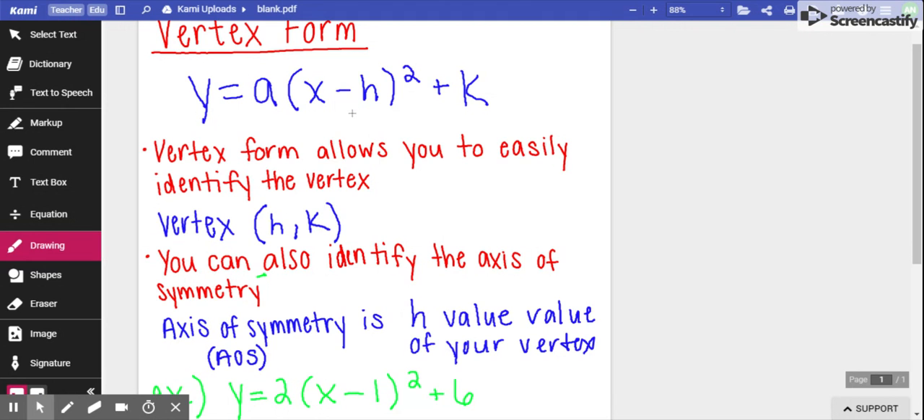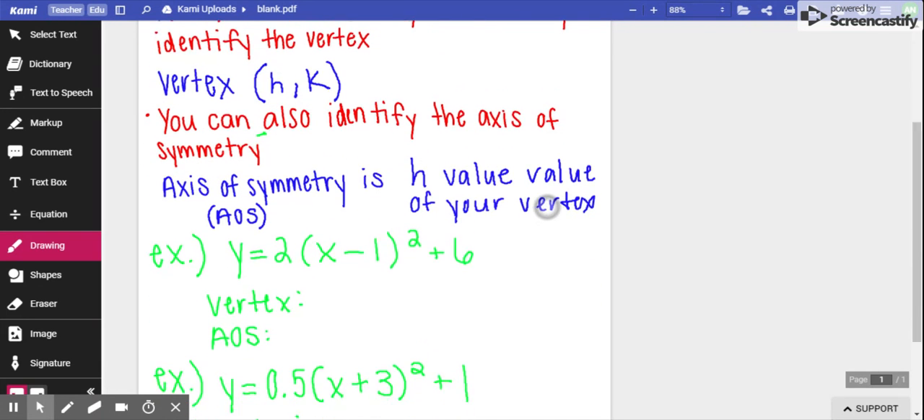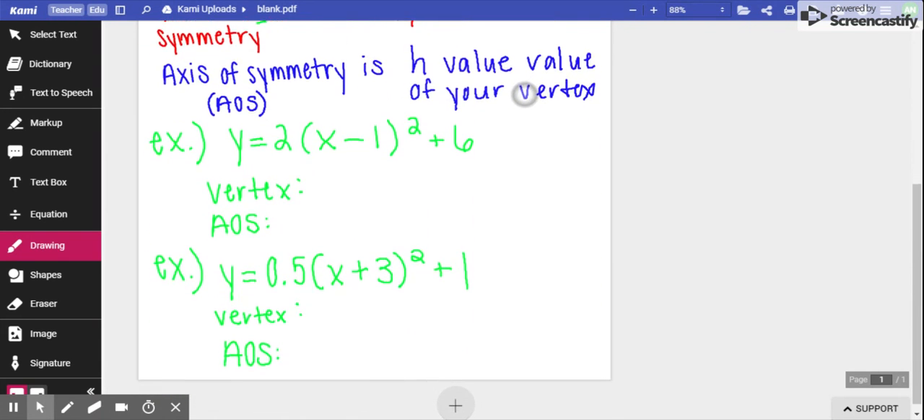So please be cautious when you see a minus sign. That does not mean that your h value is in fact minus. It means the opposite. So let's move down to some examples so you can see that in action.